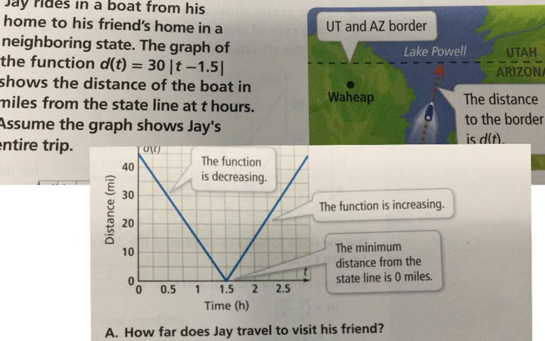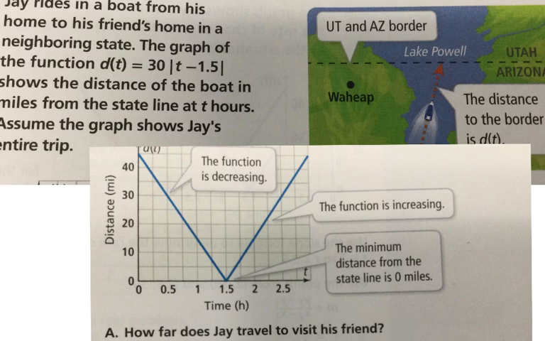So what's happening here when the function is decreasing? What are we talking about Jay doing? He's lowering the distance between him and the state line. So he's getting closer to the state line, and then what happens right here? He hits the state line, and then what happens? He goes further away from his own state. He's going farther from his own state, getting closer to his friend's house. He's still pulling away from the state line. That's what they're talking about happening here.